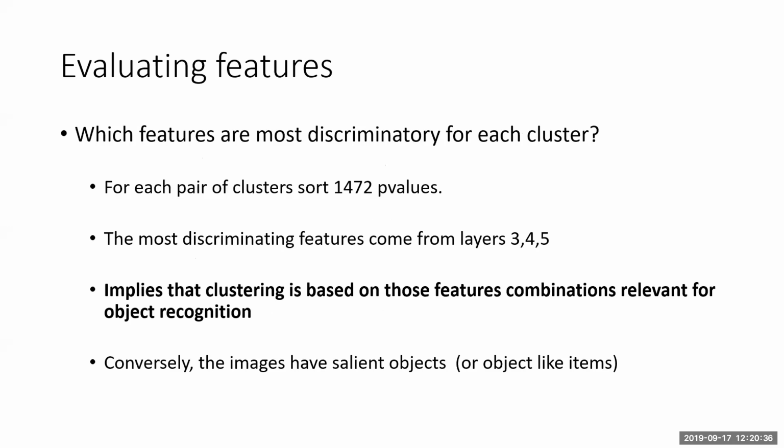So we can also ask, which features are most discriminatory for each cluster? This is a standard kind of thing we do in k-means clustering. For each pair of clusters, I looked at all the p-values for features that help discriminate that cluster from another cluster. The most discriminating features all come from the top layers, 3, 4, and 5. So this implies that clustering is based on the feature combinations that are most relevant for object recognition. Another way to think of that is that the images do have salient objects or object-like items.